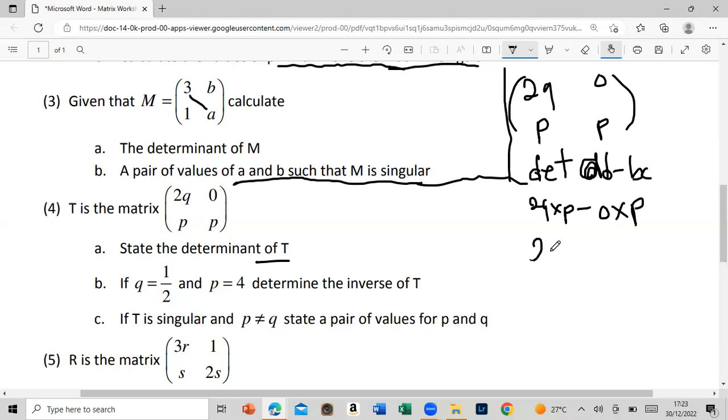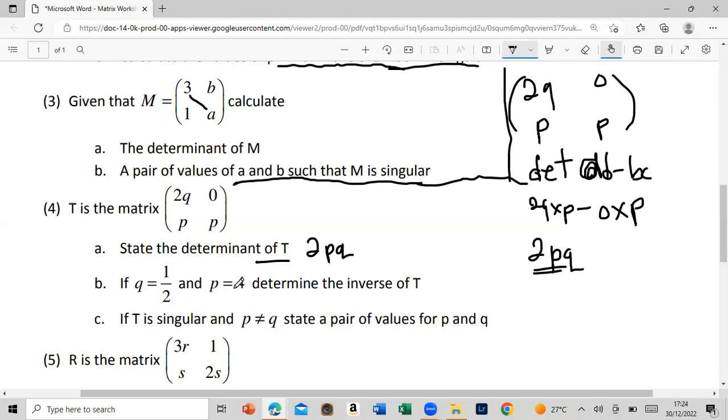So this will give us 2QP, or rather PQ. In maths, we normally put the letters in alphabetical order. I don't know if it's a written rule, but it just seems right. And 0 times that would be 0. So the determinant would be 2PQ. All right, so that's the determinant, 2PQ.